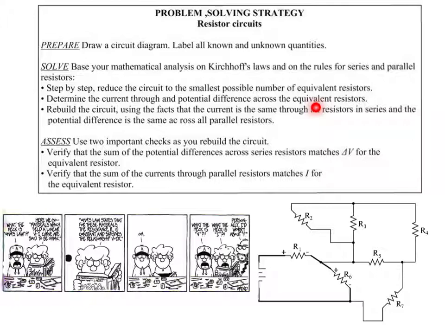Then we can rebuild that circuit using the fact that the current is the same through all the resistors in series and the potential difference is the same across all parallel resistors. Two things to check your answers in working with circuits is to verify that the sum of the potential differences across series resistors matches the potential difference for the equivalent resistor, and verify that the sum of the currents through parallel resistors matches the current for the equivalent resistor. Alright, so to make sense of this strategy then, let's start just by looking at a basic combination circuit problem.